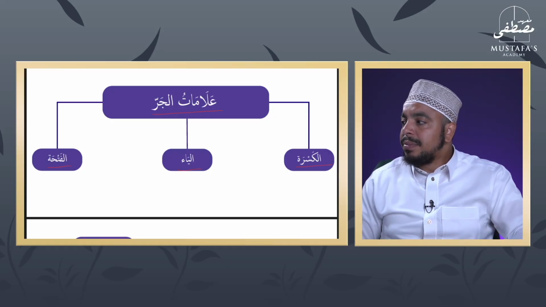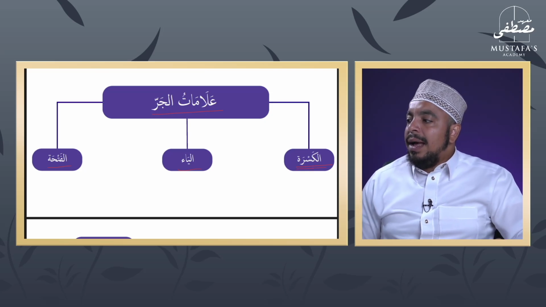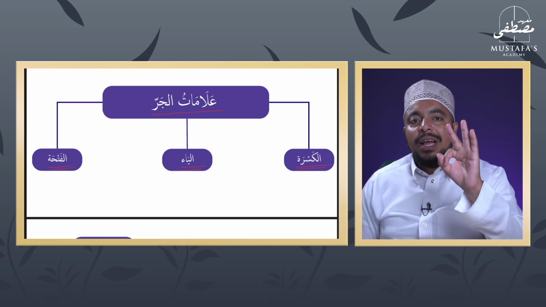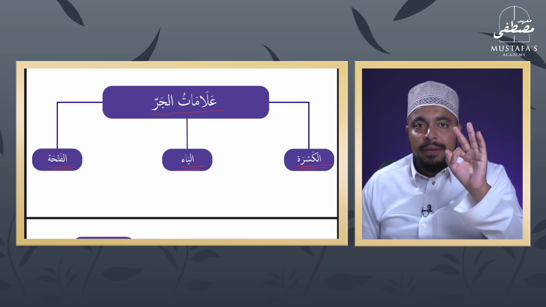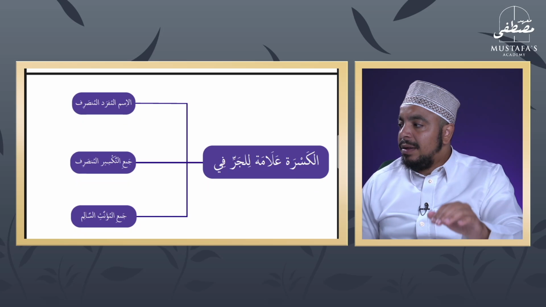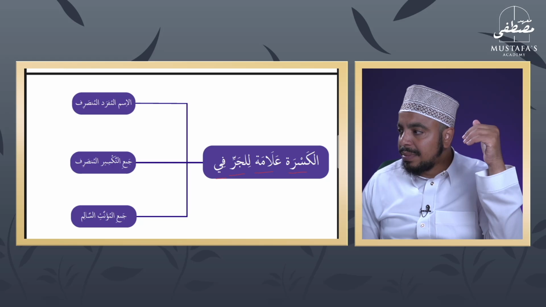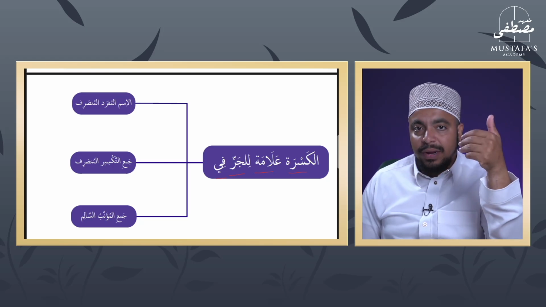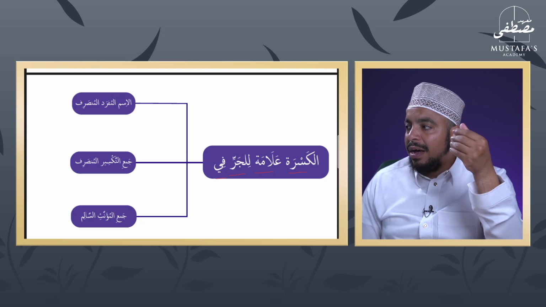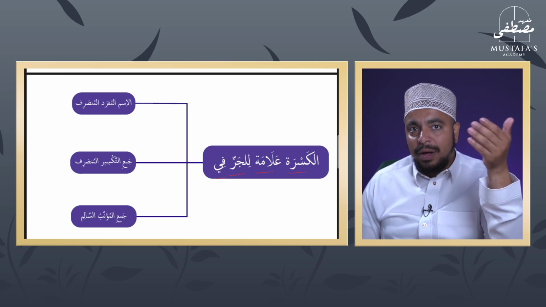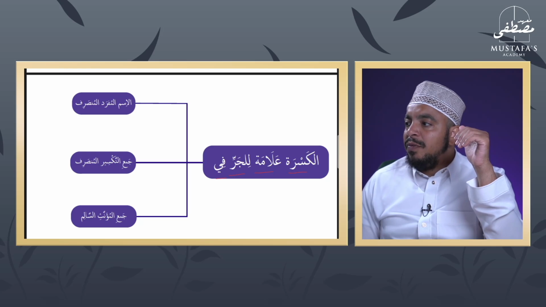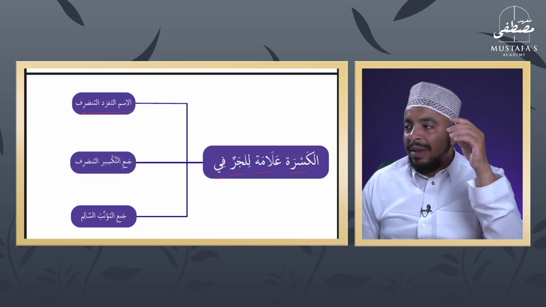So when you look at what we are doing, you notice that we're dealing with the ending of words. Don't forget that concept, inshallah ta'ala. Al-kasratu, al-ya'u, al-fatḥah. These are the three alamat of al-jarr. And then he says, fal-kasratu alamatun lil-jarr fi. The kasrah is the alama, the sign of the jar, basically the kasrah itself, the khafd, which is one of the i'rab inflection types, in the ism al-mufrad al-munsarif. Now notice this.